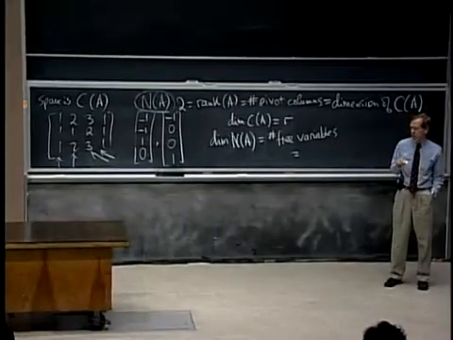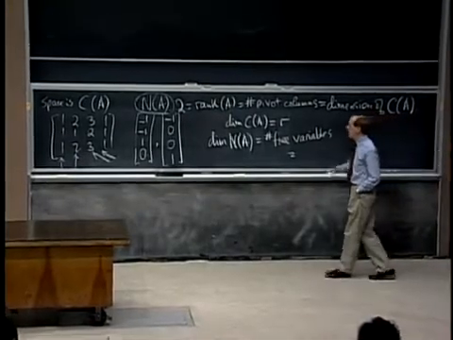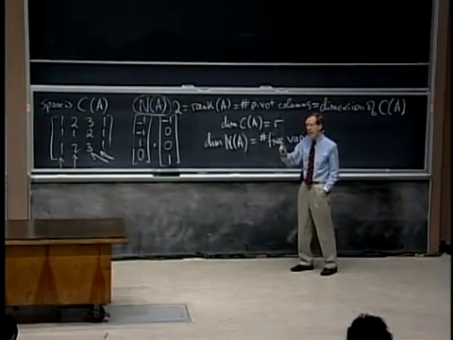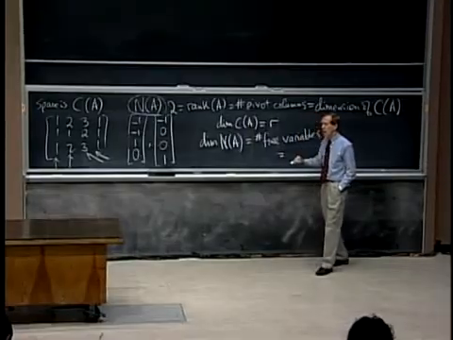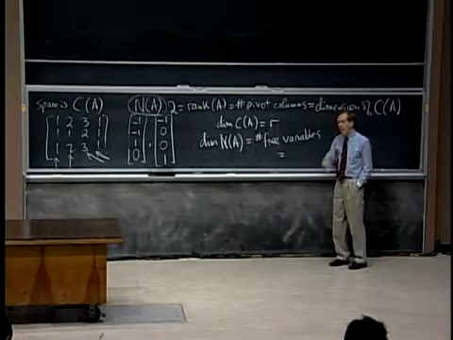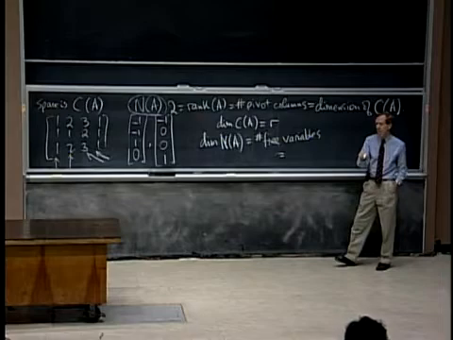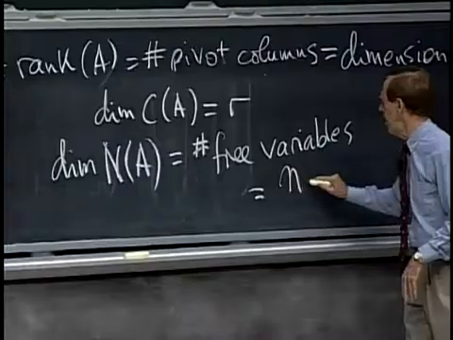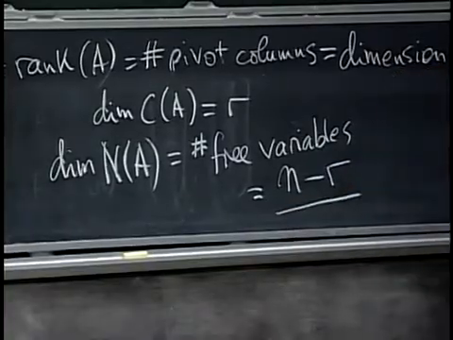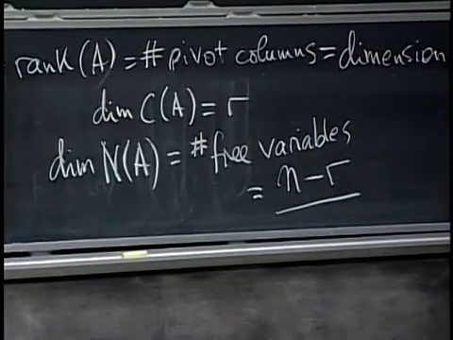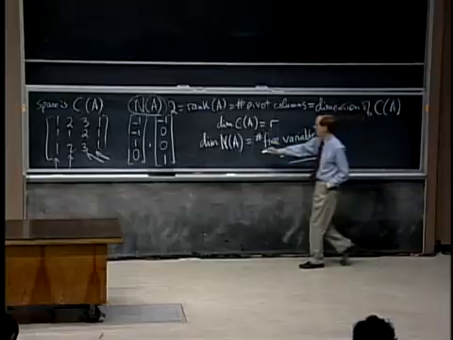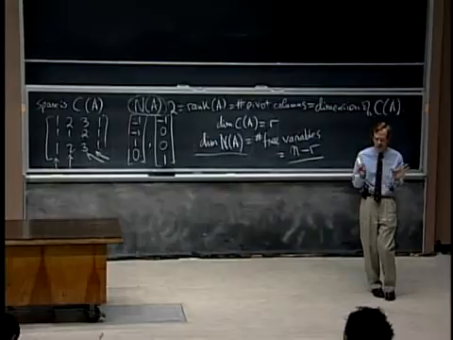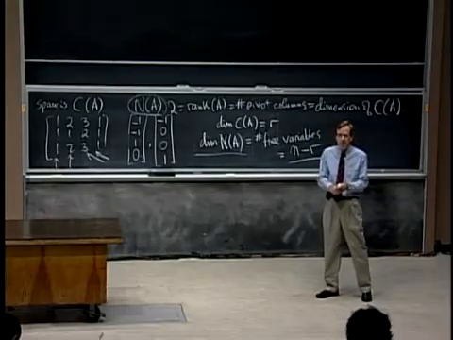How many free variables are there in terms of R, the rank, M, the number of rows, N, the number of columns? What do we get? We have N columns. R of them are pivot columns. So N minus R is the number of free columns, free variables, and now it's the dimension of the null space. Okay, that's great. That's the key spaces, their bases, and their dimensions. Thanks.